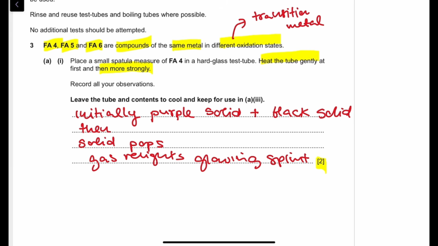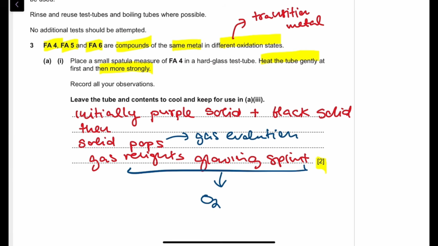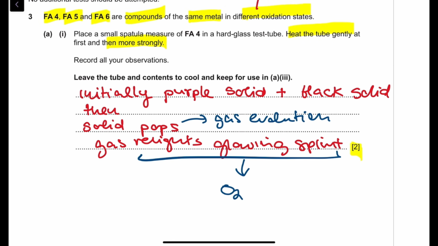So for FA4, the first test tube reaction that we carry out is we heat it gently in a hard glass test tube and then more strongly. Initially we get a purple solid and a black solid, then the solid pops and the gas relights a glowing splint. So what we can infer from this is, since the solid popped, we can presume that gas evolution has taken place. And this gas relights a glowing splint, which means that oxygen has been produced. That must mean that the compound contains oxygen atoms.